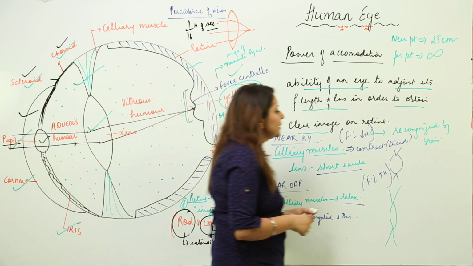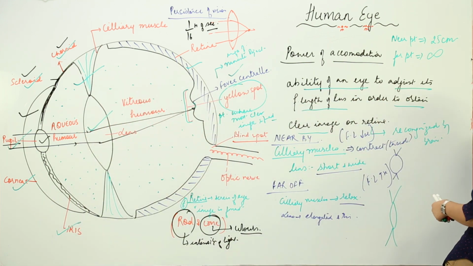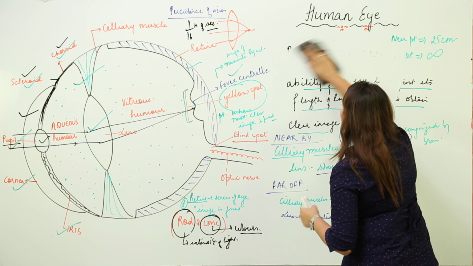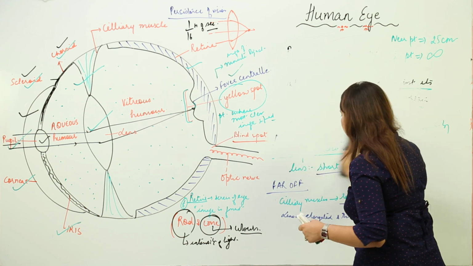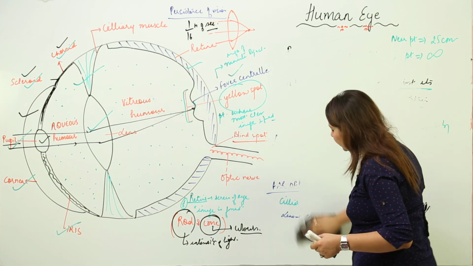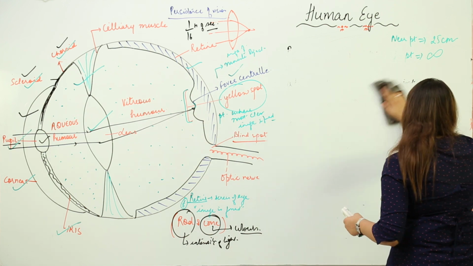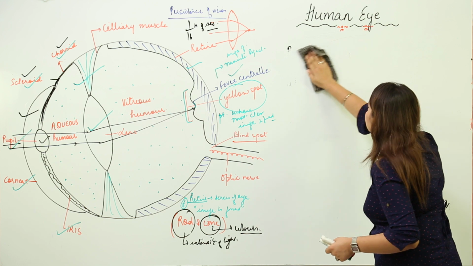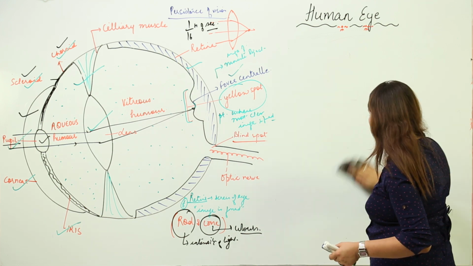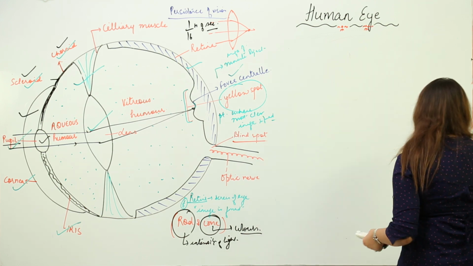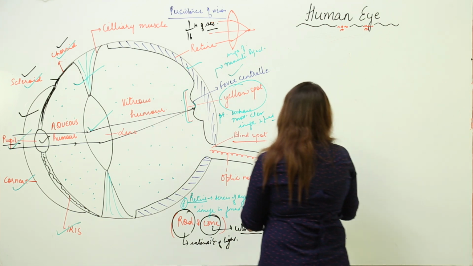Now we are going to start with the defects of the eye. We will take up what kind of defects we can see in a person related to the eye. We know that there are certain people who are not able to see nearby objects clearly, or who are not able to see far off objects clearly. So we are just going to discuss what kind of defects we can actually see.